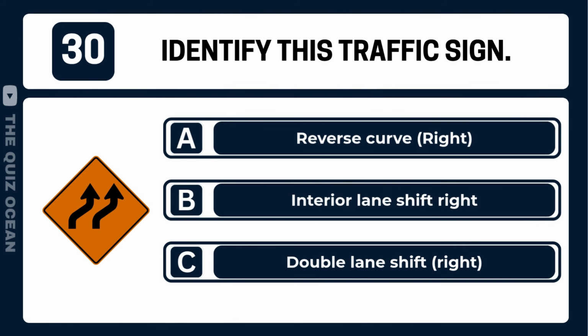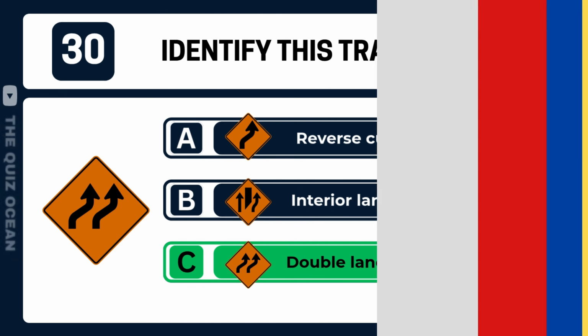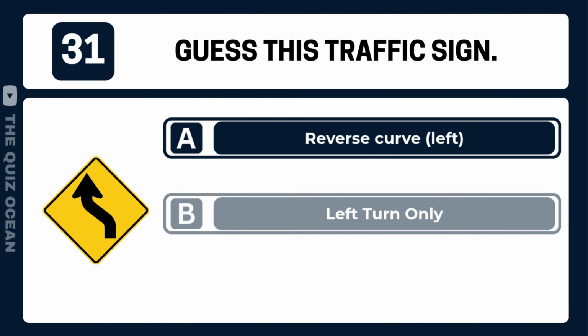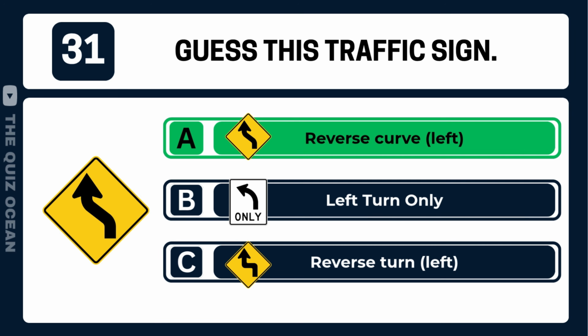Question 30. Identify this traffic sign. The answer is C. Double lane shift right. Question 31. Guess this traffic sign. The answer is A. Reverse curve left.